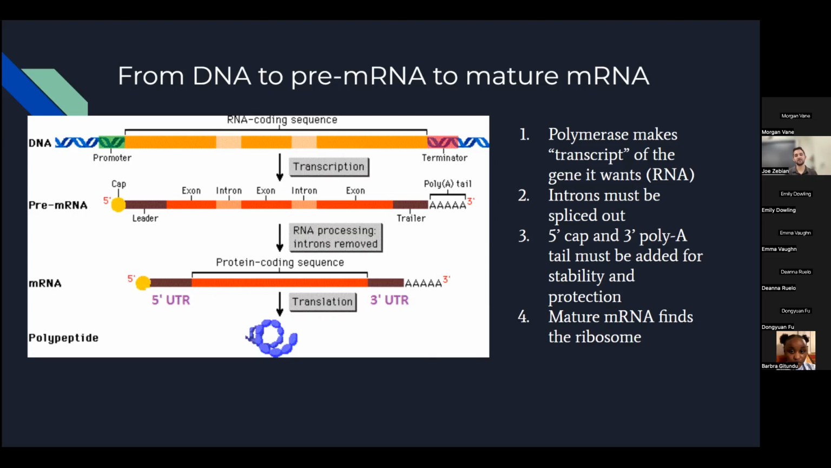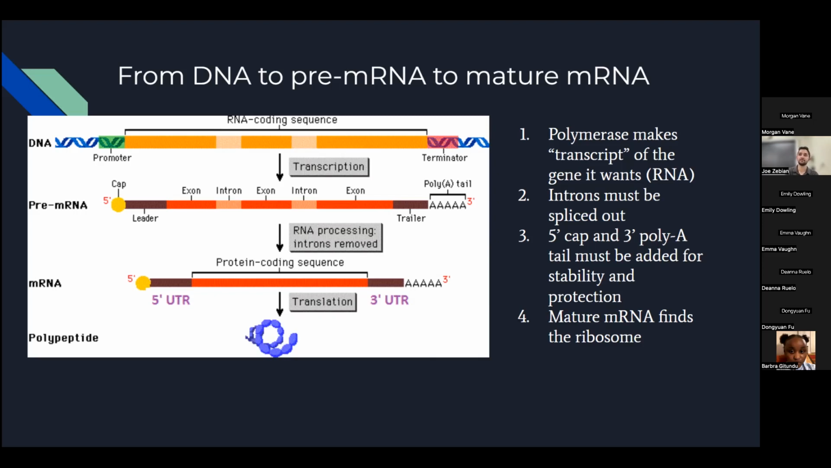Once it has these things, it becomes a mature mRNA, and it is then exported from the nucleus to the cytoplasm where it can interact with the ribosome in eukaryotes. In prokaryotes, it's a bit different because transcription and translation occur at the same time, and there's no nucleus, right?